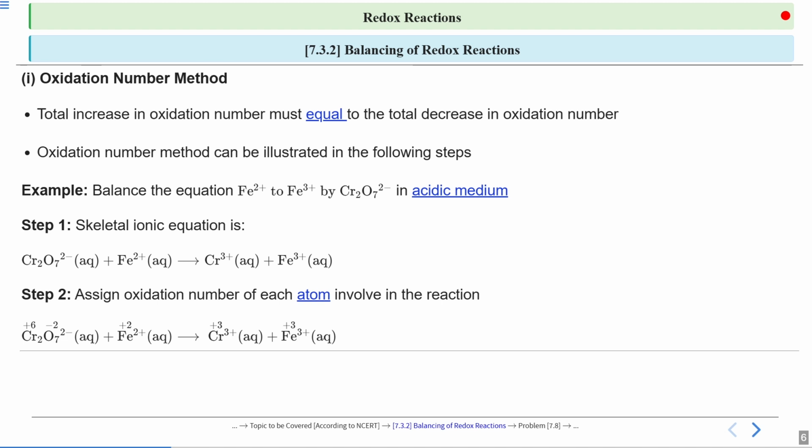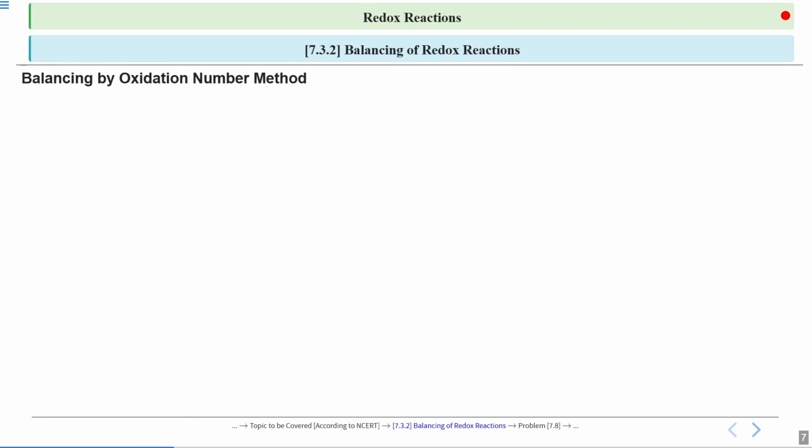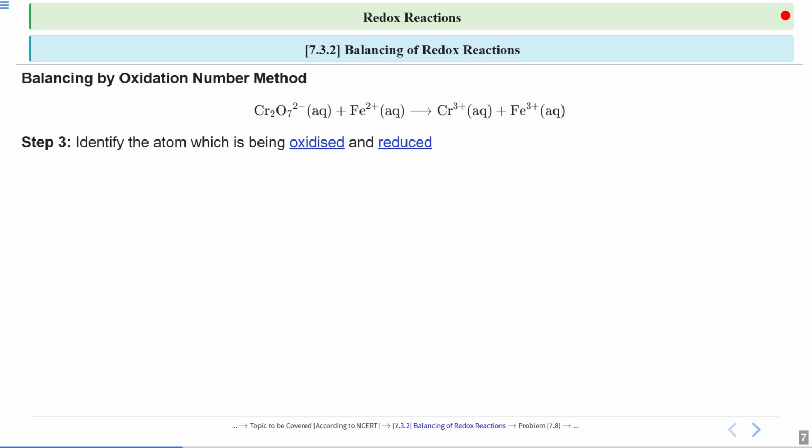So here we can clearly see the different oxidation numbers for the atoms present in the reactant and the product. After writing the skeletal equation and assigning the oxidation numbers, let's move on to the third step. Now this is the reaction that we are balancing, and in the third step we have to identify the atoms which are being oxidized and reduced.